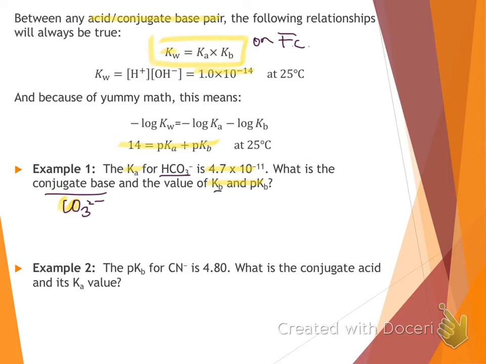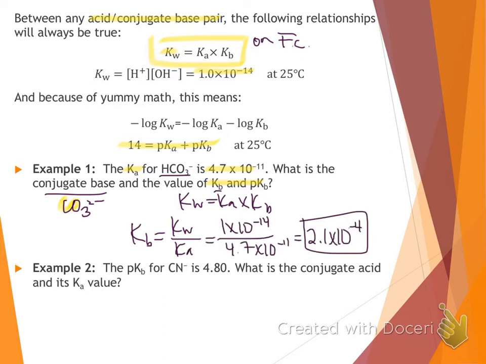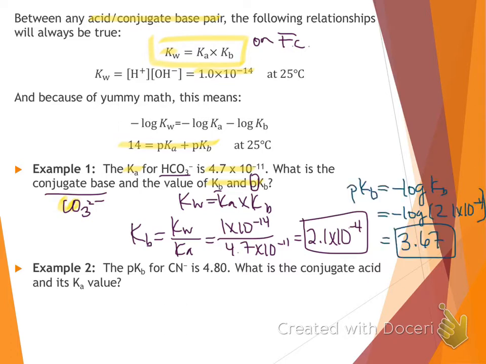Now let's start looking at our Kb. Well, we just learned that Kw is equal to Ka times Kb. We can go ahead and rearrange that to solve for our Kb, which would then be Kw divided by our Ka value. So that should give us 2.1 times 10 to the negative 4. Well, next thing we want is our pKb. Well, that P still means the negative log. So our pKb is going to be the negative log of our Kb value. And that is going to give us 3.67.